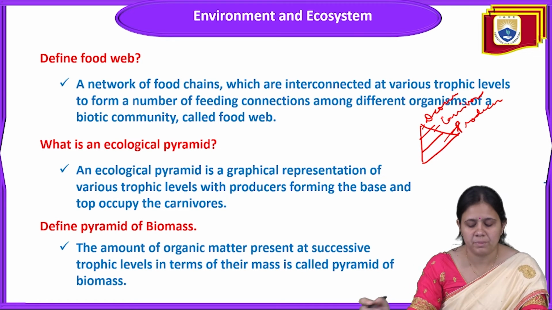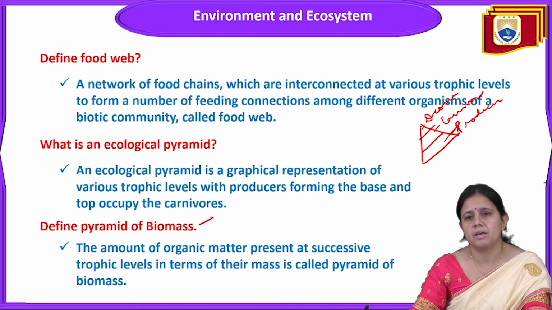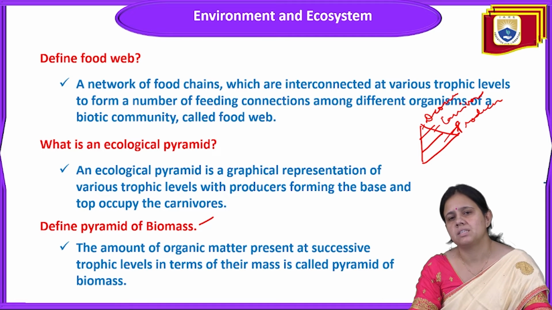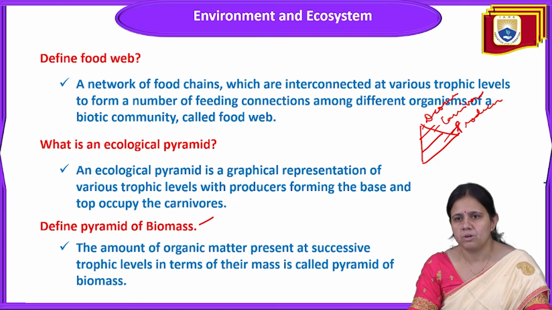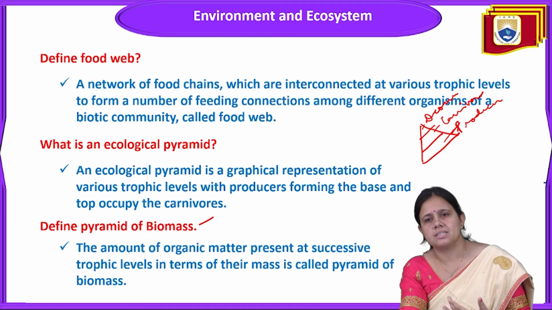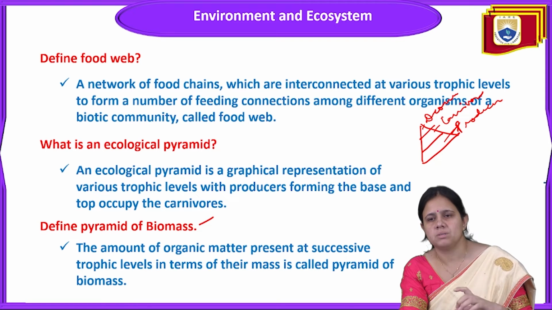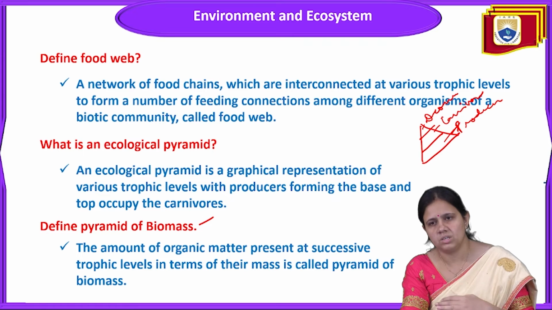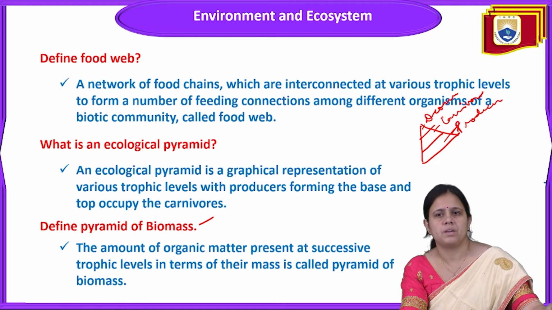So the definition of pyramid of biomass is that the amount of organic matter present at a successive trophic level, in terms of their mass, is called the pyramid of biomass. Means the pyramid of biomass will count all organisms in terms of biomass. If more biomass is there, they will come at the lower side of this pyramid. Like this is the example of the pyramid of biomass.